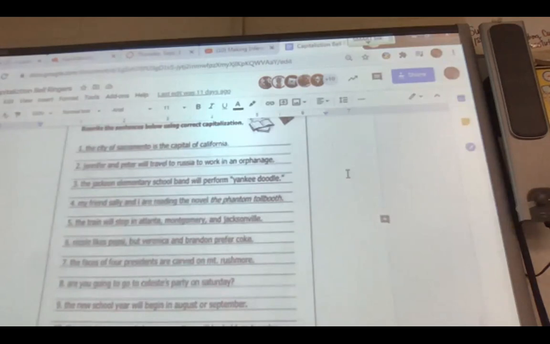I'm just using 2 fingers. You're going to go 1. The city of Sacramento is the capital. Got it? Awesome sauce. Thank you. Allie, you got it? You need help? You got it? Come on. Awesome.